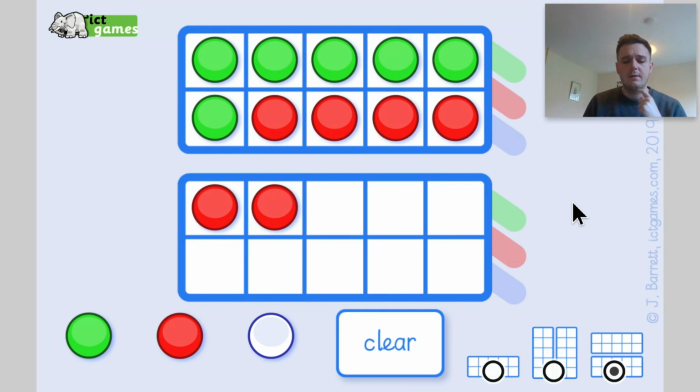Or we could use our fingers. We could do 6, 1, 2, 3, 4, 5, 6, plus another 6, 1, 2, 3, 4, 5, 6. It might be a bit hard sometimes, especially when you've got to cross over with all these fingers. So we know there's 12.